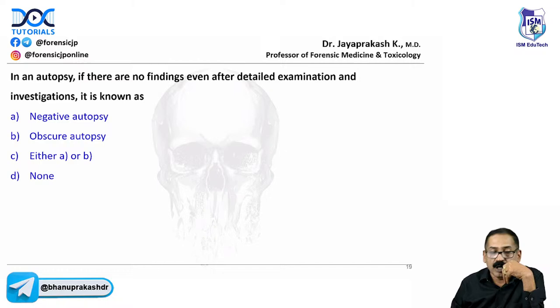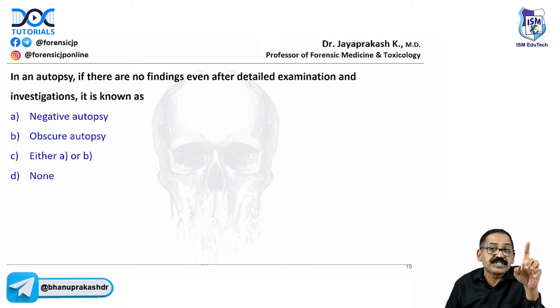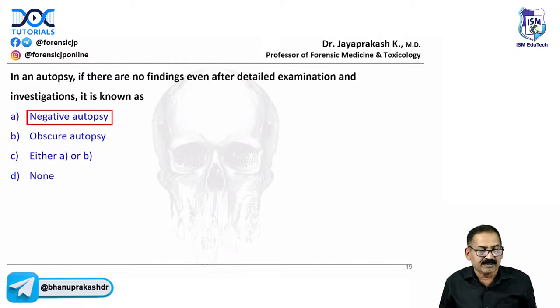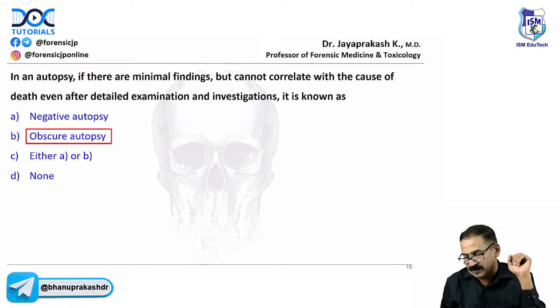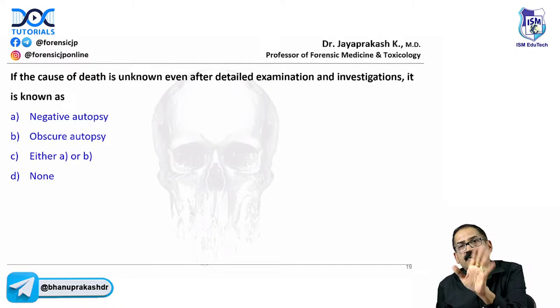So now, in an autopsy, if there are no findings, even after detailed examination and investigation, it is known as. What is your answer now? Negative autopsy. There are no findings, even after detailed examination, no findings, negative. If there are minimal findings, obscure. Cause of death is unknown, they are not mentioning the findings. So, A or B. Okay, you understood.